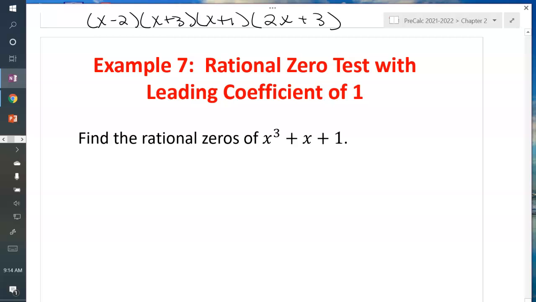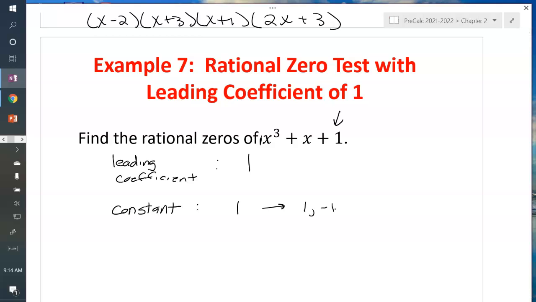So what you do is you take the leading coefficient. In this case, our leading coefficient is an invisible 1. That's a 1. You also take your constant, your last term. That's also 1. And you're going to write all the possible factors of your constant term. Now my possible factors of 1 are just 1 and negative 1. So I can do 1 times 1. I can do negative 1 times negative 1.